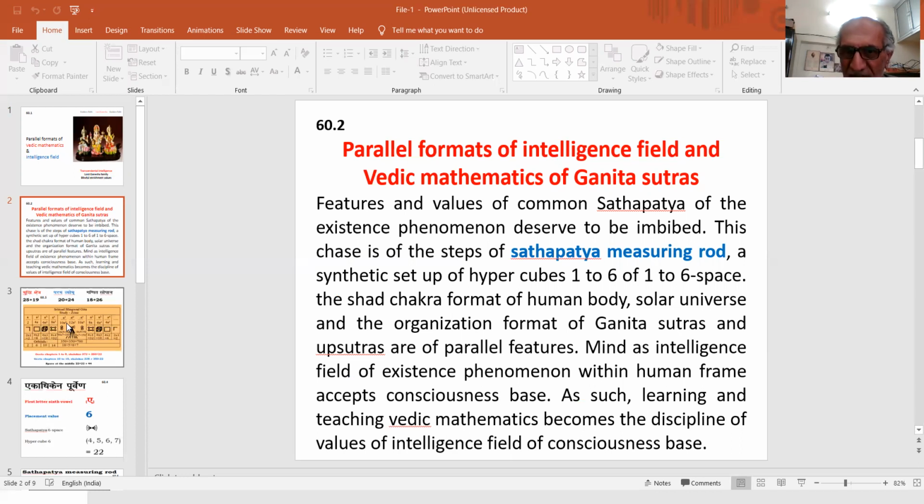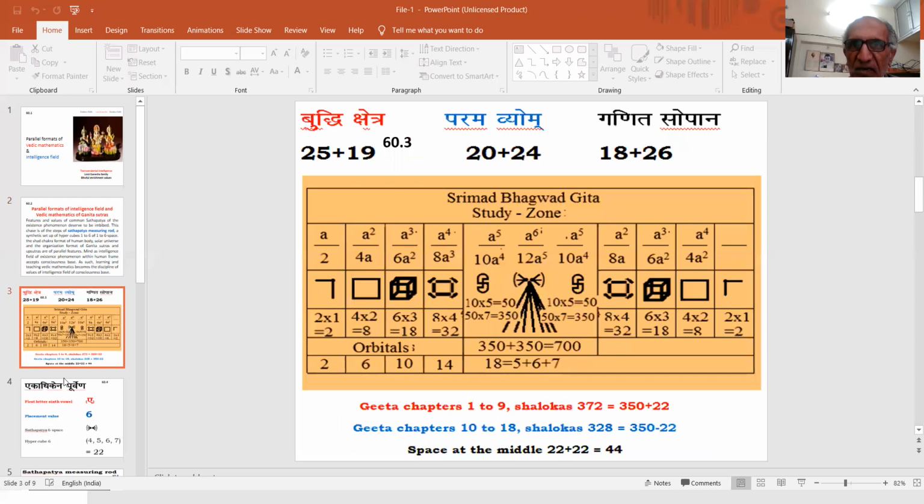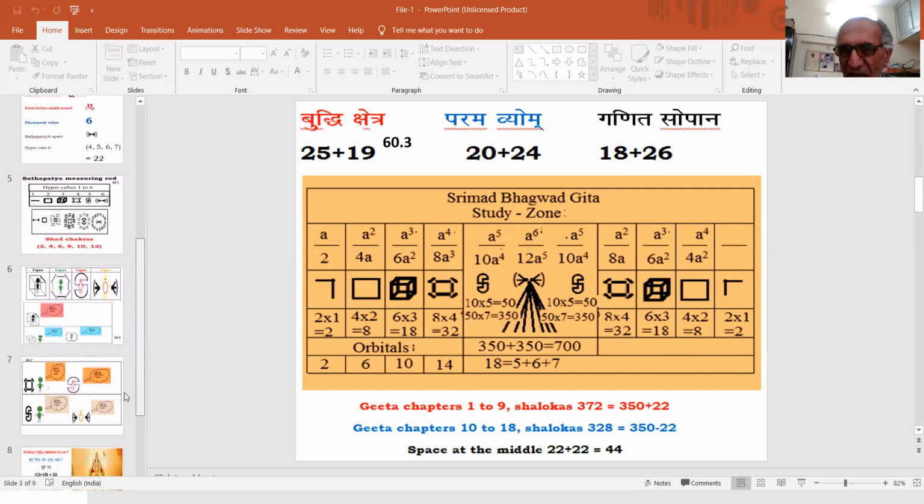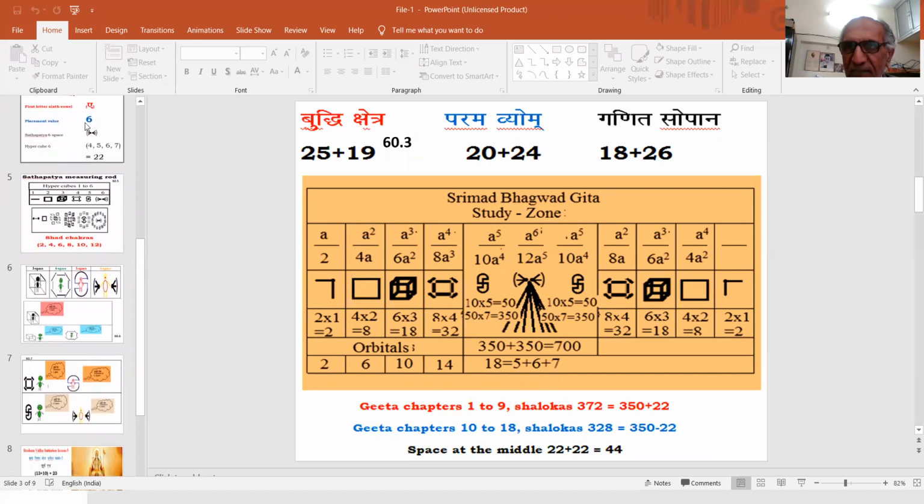Mind as intelligence field of existence phenomenon within human frame accepts consciousness base. As such, the learning and teaching of Vedic mathematics becomes the discipline of values of intelligence field of consciousness base. Sadhakas fulfilled with intensity of urge to initiate themselves for these parallel values shall begin with Devanagari alphabet.